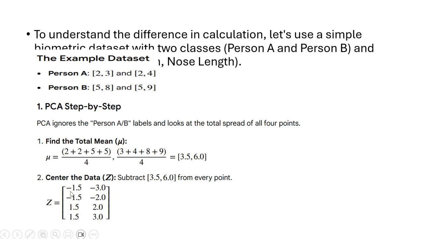Okay, so x minus your mu value. The formula is z equals x minus mu. So the x value is 2, and 2 minus 3.5 gives minus 1.5. Like that, we are just calculating for all the input values.